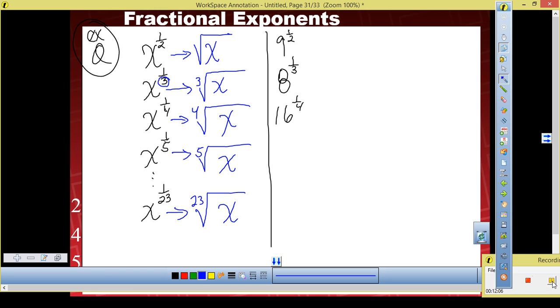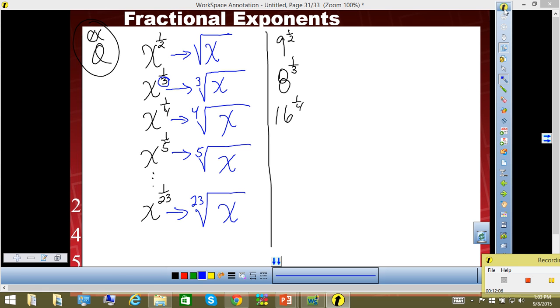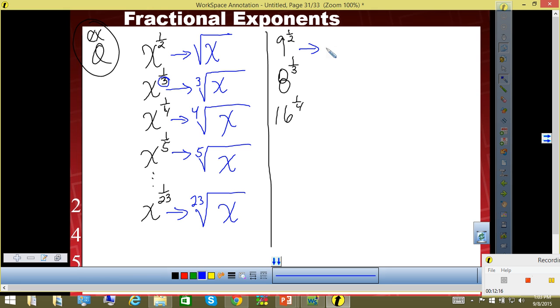Copy that. All right, let's see how it looks with numbers. This becomes what, according to this? Square root of 9. And what does that mean? What number times itself gives us 9? 3.